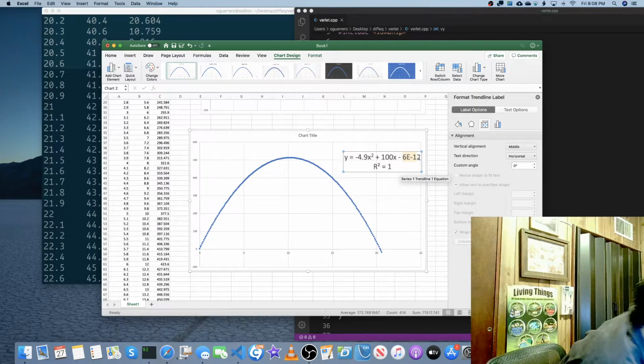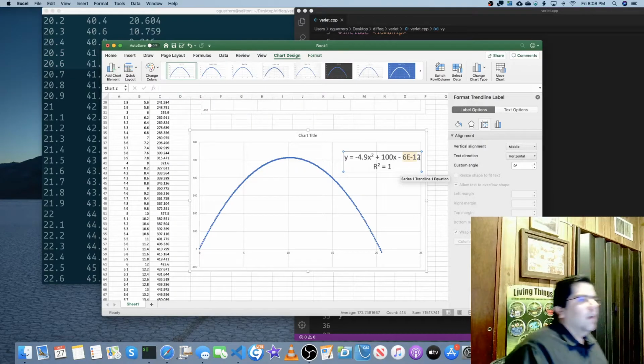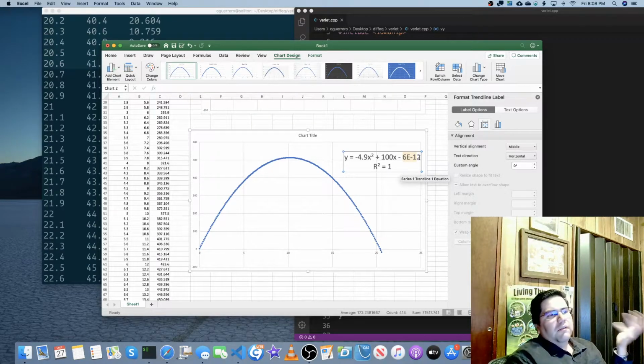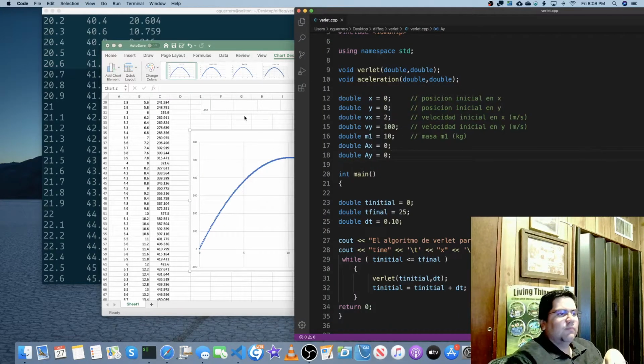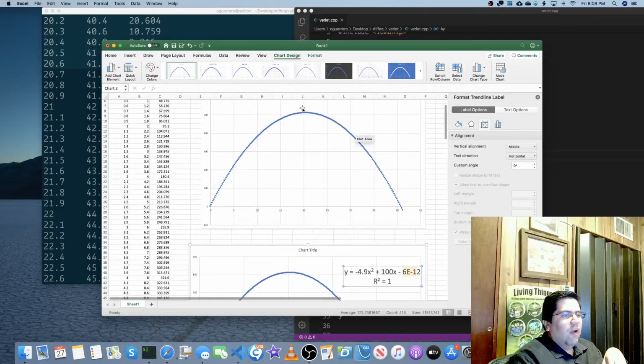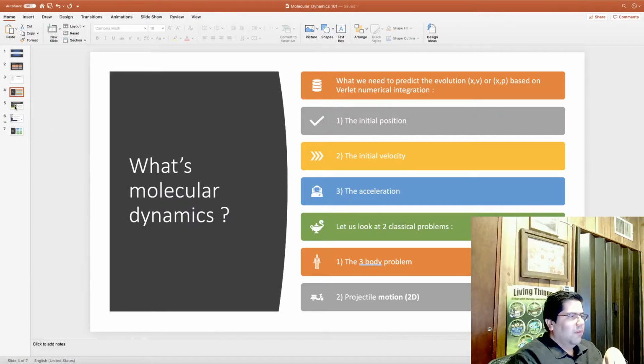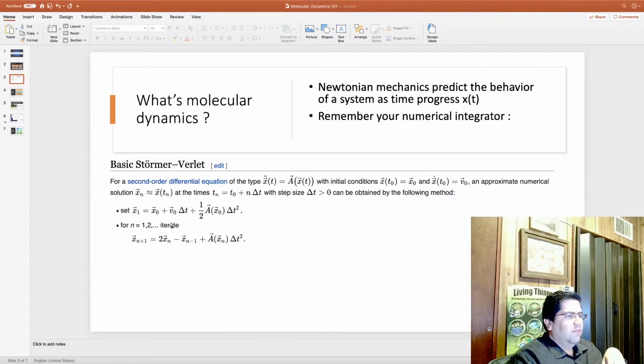So this is how we predict, using a numerical integration, the behavior of the system. And actually we can look at the trajectory. What I needed to do the calculation was pretty much as defined here. We need the initial position, the initial velocity, and acceleration. And once we had that, we can predict for n times.